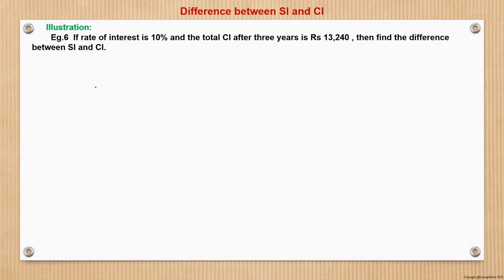Now the next question says if the rate of interest is 10% and total CI after 3 years, now the question on 3 years is coming, so 3 years is 13,240, then find the difference between SI and CI. So here R is 10%. This we can write as 1 by 10, right? And time is 3. So from here we can assume the principal to be the denominator 10 raised to power time 3, so 10 raised to power 3 units.